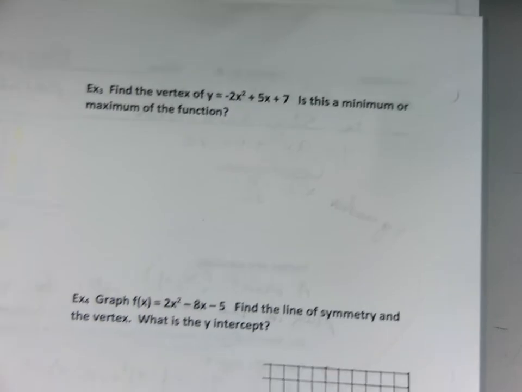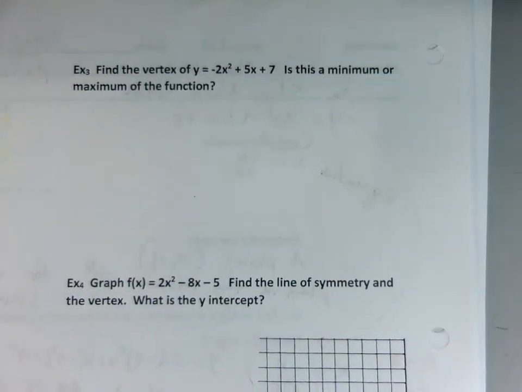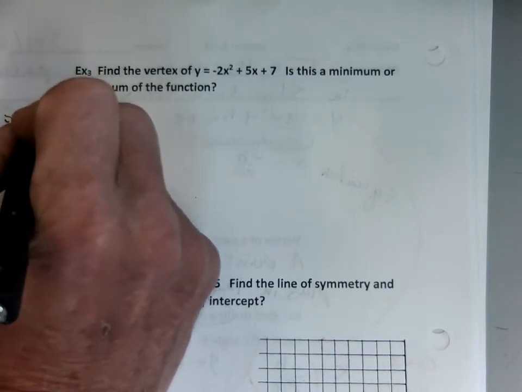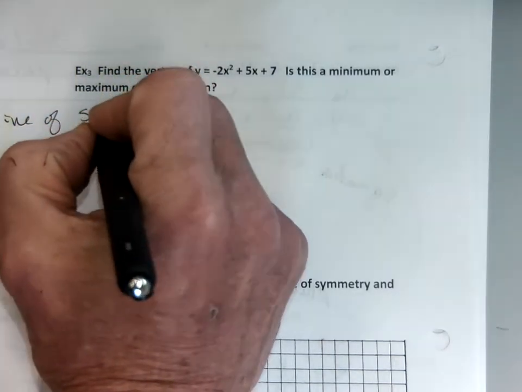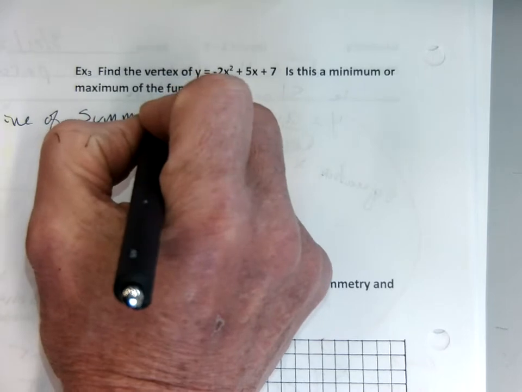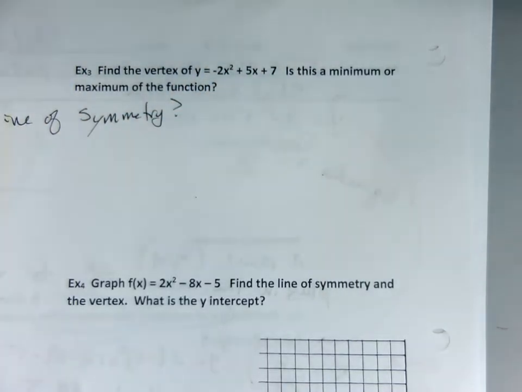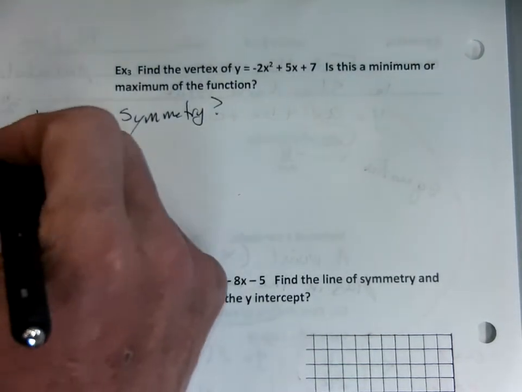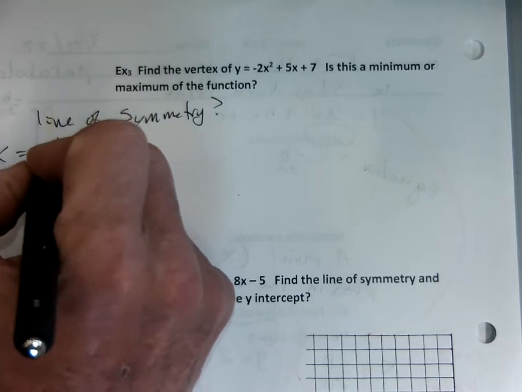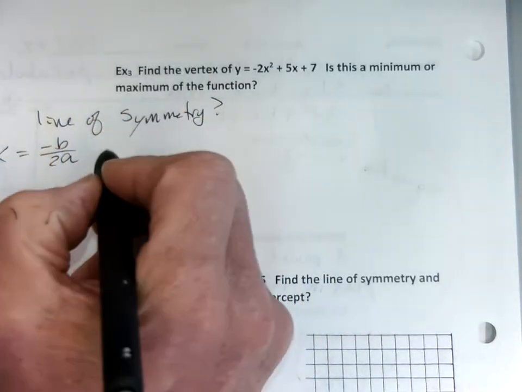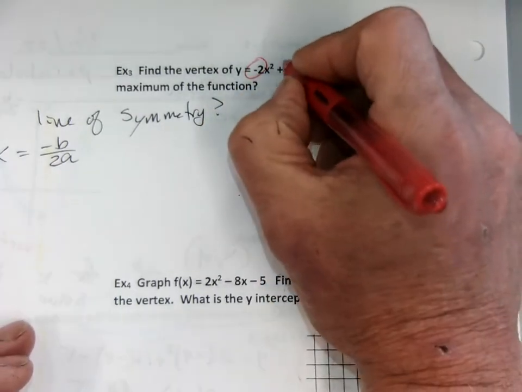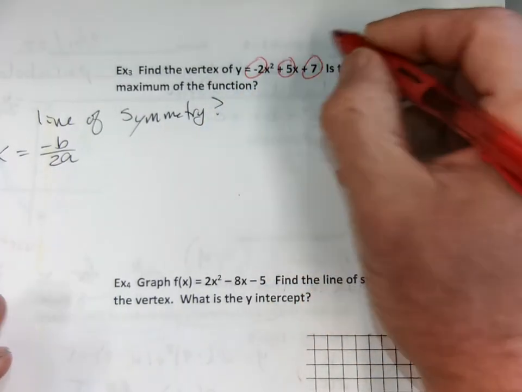So now, let's take a look at it. Let's find the line of symmetry first. Line of symmetry. How do we do that? You know how to do that. It's that easy: x equals negative b over 2a. Okay, I know that a is negative 2, b is 5, and c is 7, right?